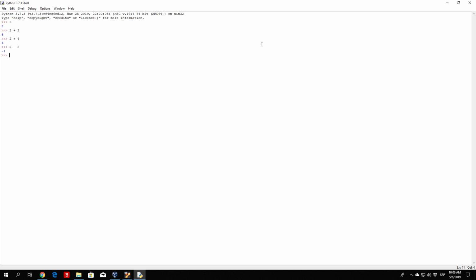The multiplication is done with the star right here. So if you just type 2 times 5, you can see it will print out 10. So the multiplication is actually used with this star sign right here.